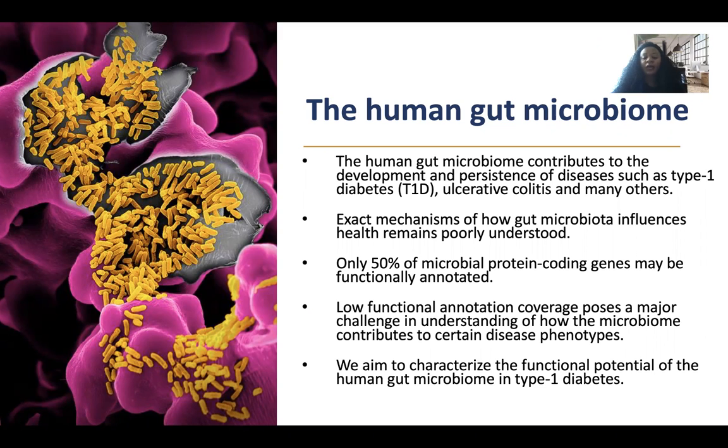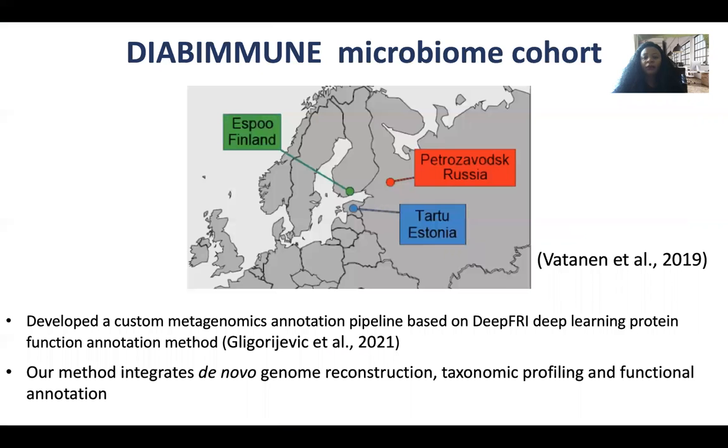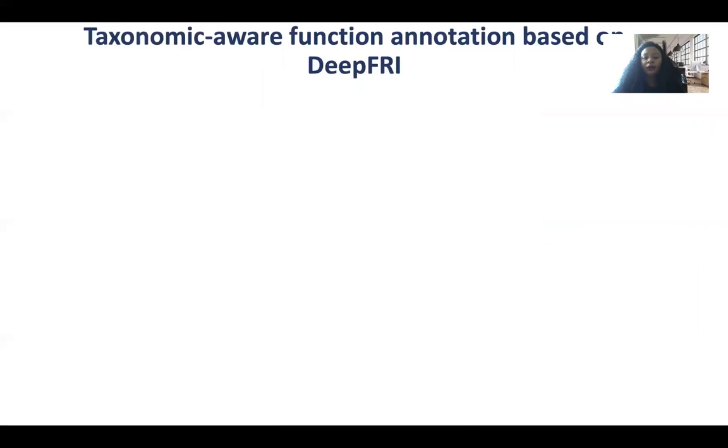In our current study, we aim to characterize the functional potential of the human gut microbiome in type 1 diabetes. We used the DIABIMMUNE infant gut microbiome cohort. This data was previously collected in Finland, Estonia, and Russia. We have developed a custom functional annotation pipeline based on DeepFRI, which is a deep learning method that uses graph convolution network to functionally annotate proteins and outputs the gene ontology probabilities. Our method integrates de novo genome reconstruction, taxonomic profiling, and functional annotation. I will briefly take you through our pipeline.